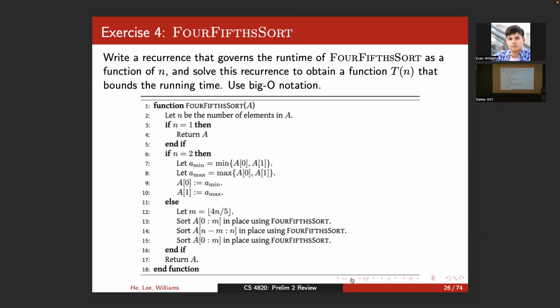Okay, do we want to go over how we would find the recurrence relations for 4/5 sort? Yeah? Okay, does anybody want to try their best at what a runtime or a recurrence relation might look like for this algorithm? Yep. 3T(4/5 n) plus O(1).